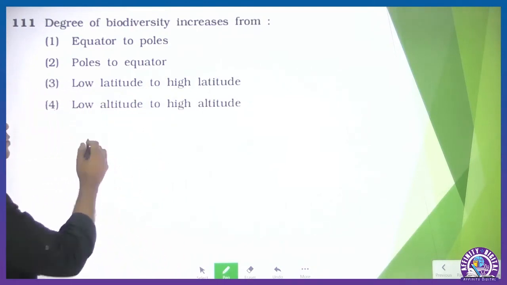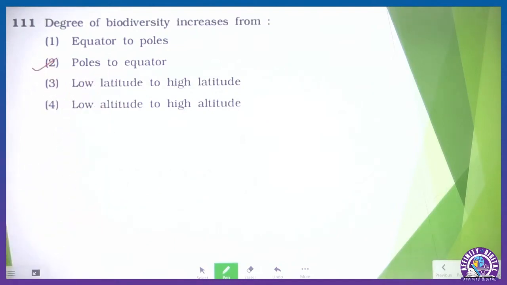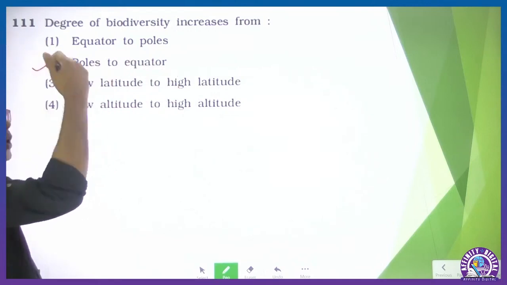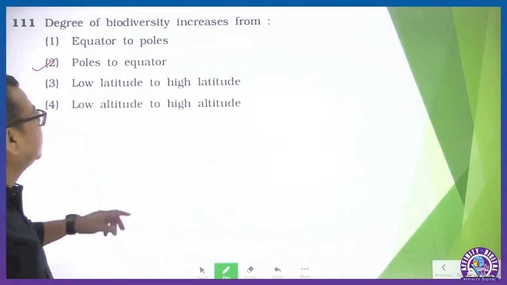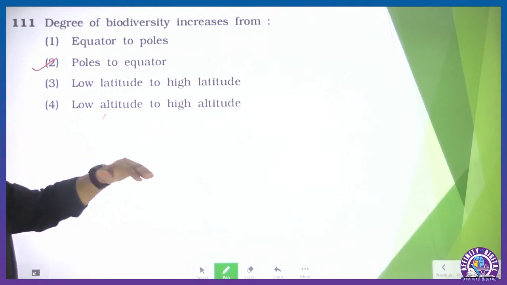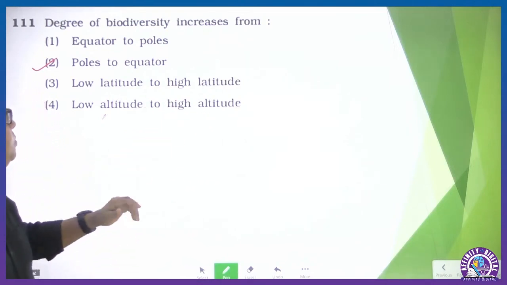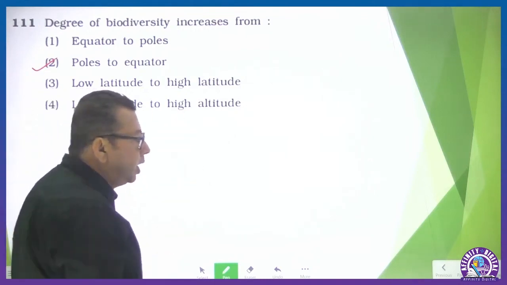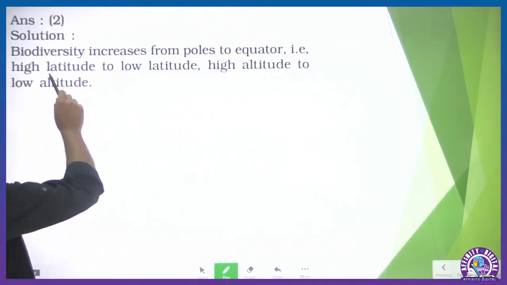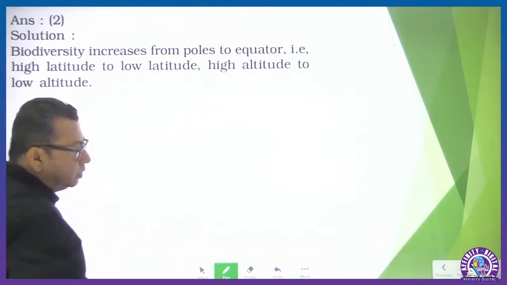So which will be the most appropriate answer according to the options supplied? Poles to equator means, in terms of latitudinal gradient, high latitude to low latitude. But here low latitude to high latitude is given, so this is not the answer. And with respect to a mountain, biodiversity increases from high altitude to low altitude. But here low altitude to high altitude is given. So biodiversity increases from poles to equator, that is high latitude to low latitude, and in case of a mountain, high altitude to low altitude.